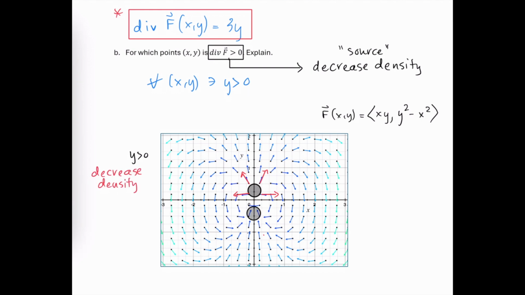But if we were to look at a point down here in the negative y region, we see that our vectors are flowing into that point, which is an indication that we'll see an increase in density.